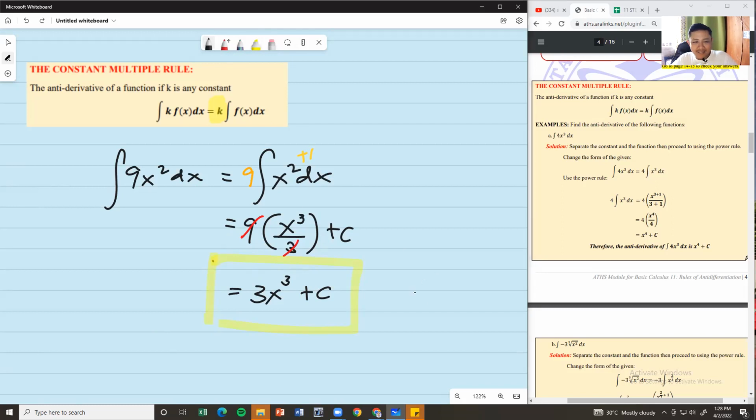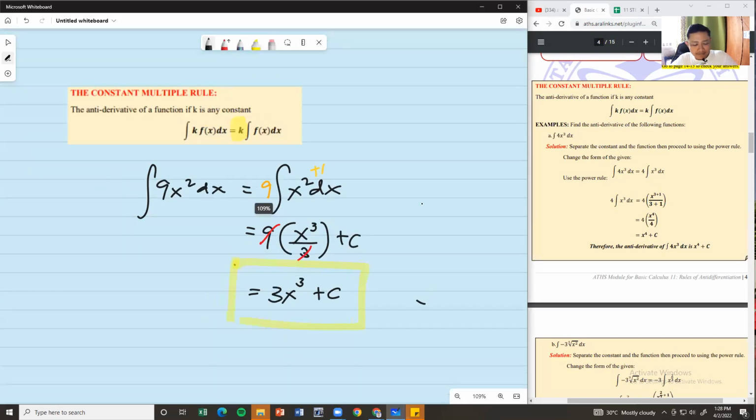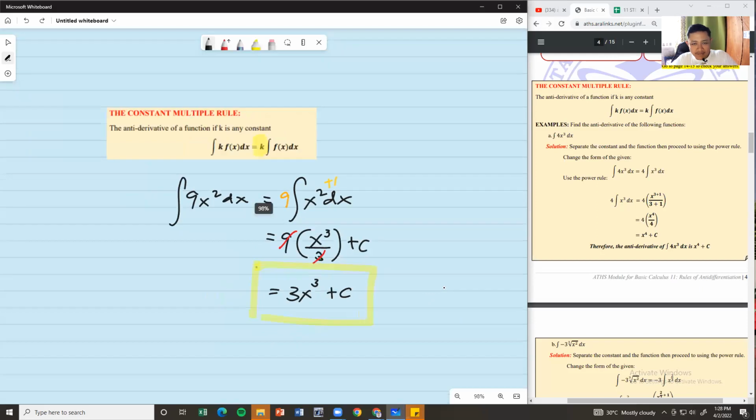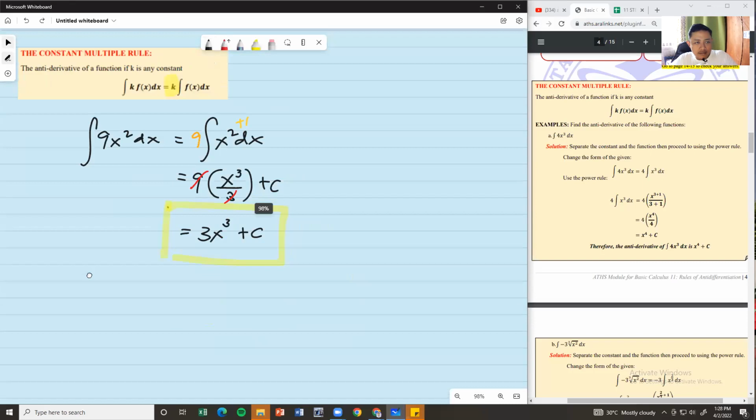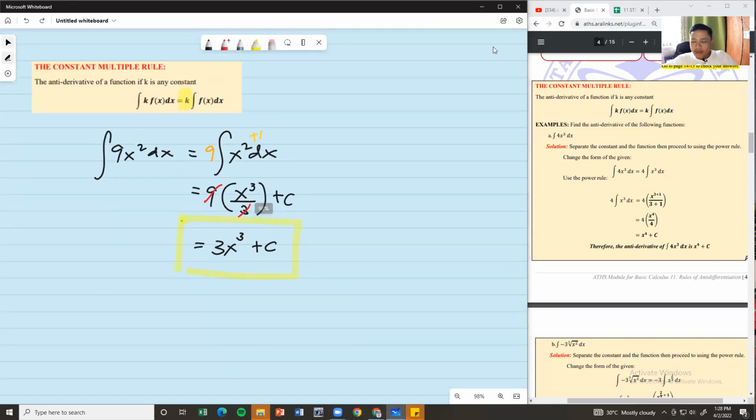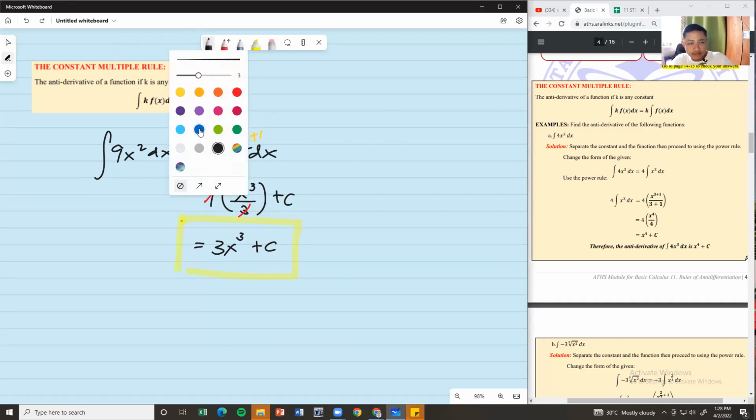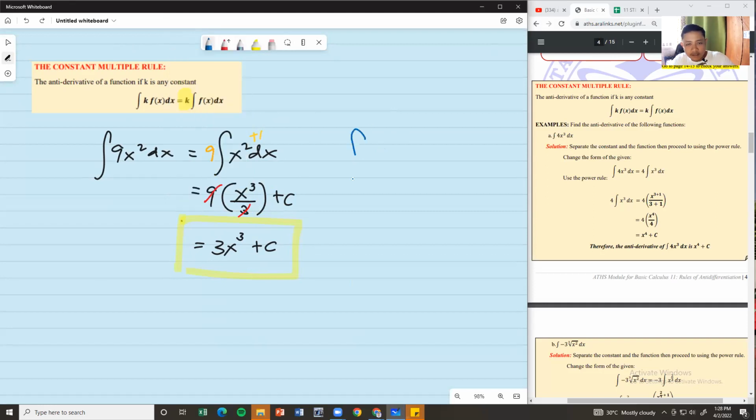Okay, very good. One more example for this. And this time, I want you to write the answer in the chat box. Ready? What about this? Give me the integral of 12x cubed dx. Go. Type the answer in the chat box.